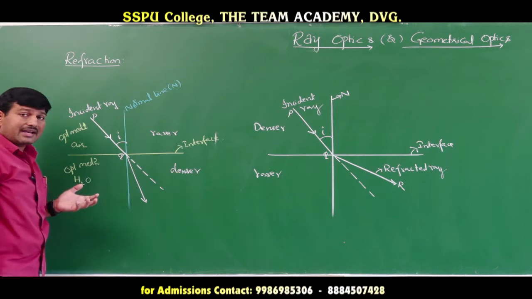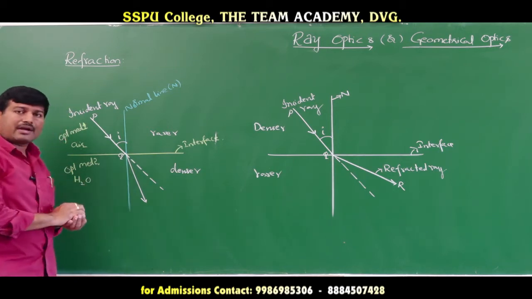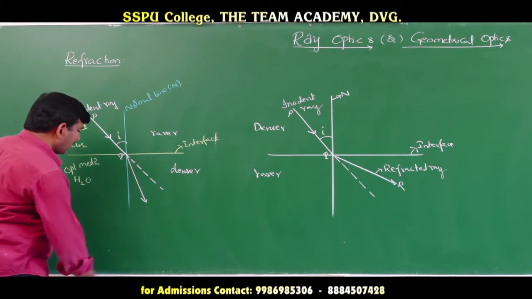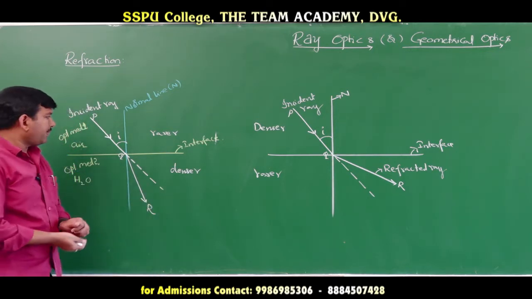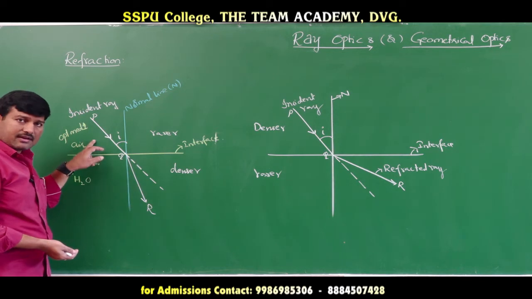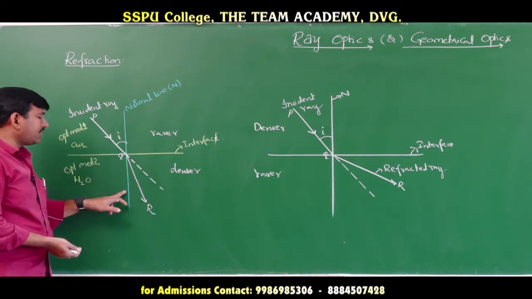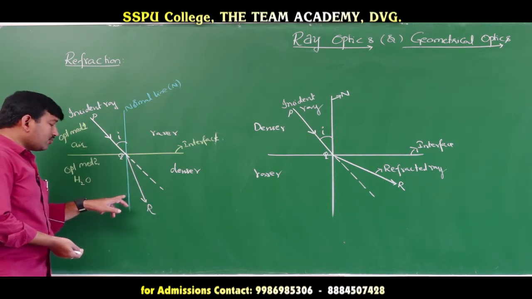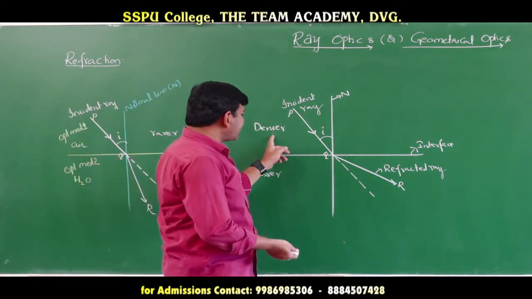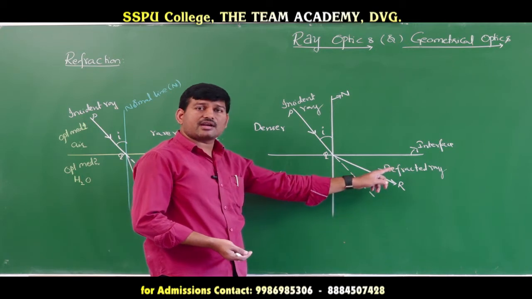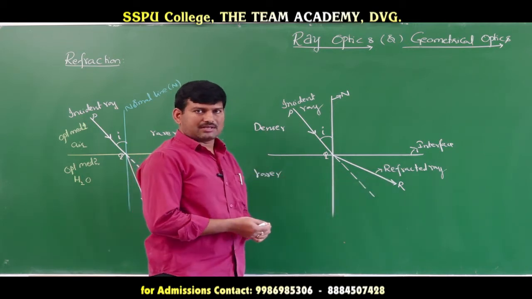So when does the light ray bend towards the normal? When does the light ray bend away from the normal? So here this is the refracted ray. Now when light is traveling from rarer medium to the denser medium, then the refracted ray will bend towards the normal. When light ray travels from denser to the rarer medium, then the refracted ray will bend away from the normal. Is it clear?